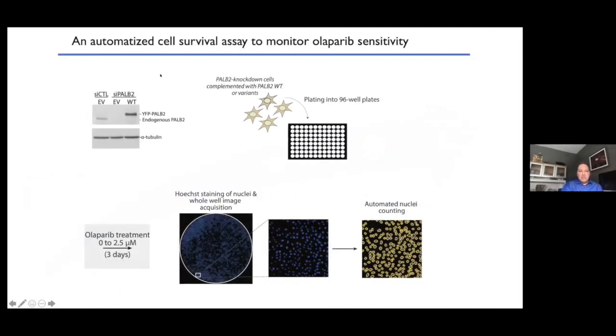So we use an automatized cell survival assay to monitor olaparib sensitivity. To do this, we knock down PALB2, so you can see the endogenous PALB2, which is gone here, and we complemented with a YFP PALB2 construct, which is siRNA resistant. Within this construct, we engineered all the variants we wanted to assess, plate the cells into 96-well plates, then treat with olaparib, and then use automated nuclei counting to know what is the actual survival.